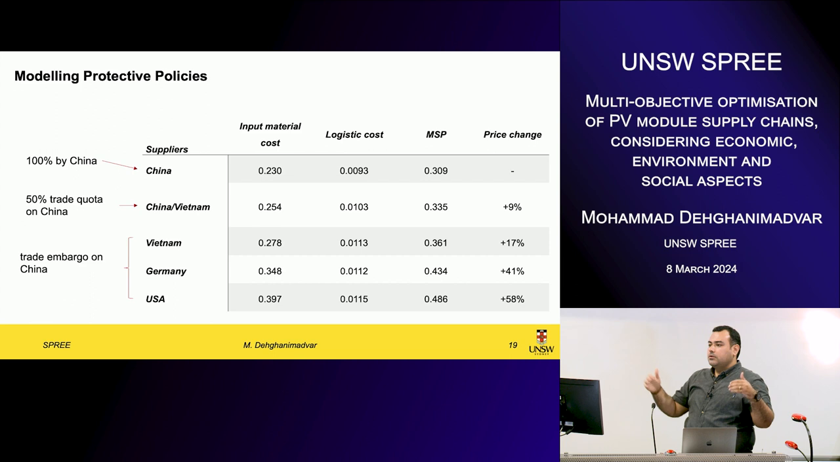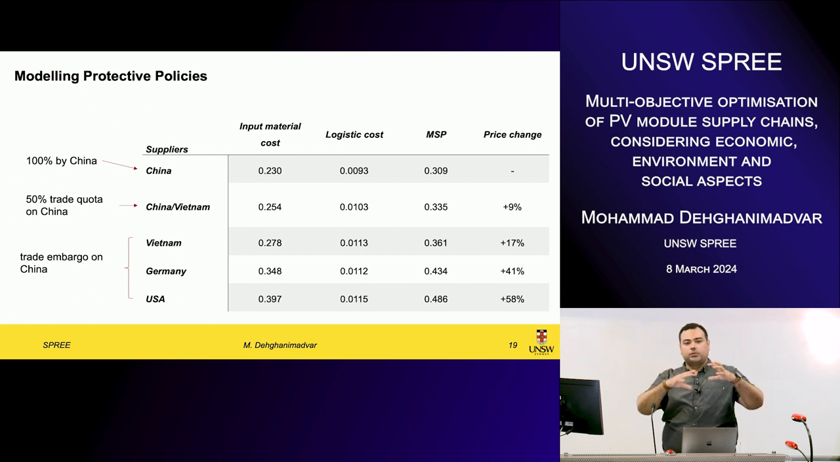And in a scenario where you ban a country and you have to go to another supplier, for example, if you go with Germany, the price goes 41% higher compared to just bringing everything from China. So these are the impacts of tariffs. Obviously you can play around with those policies and combine them. It depends, as I said, on the government's perspective.